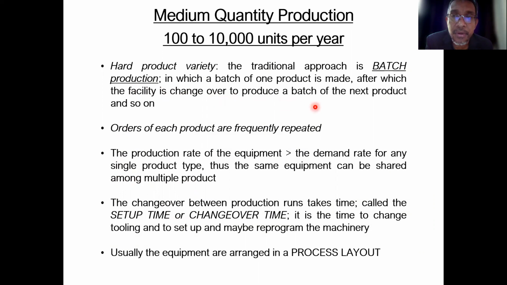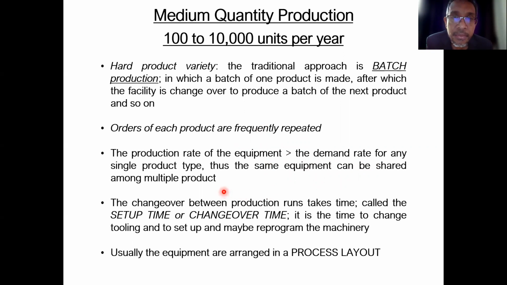The traditional approach is batch production. So they focus on batch production, in which a batch of one product is made, after which the facilities are changed over to produce a batch of the next product and so on. So the orders of each product are frequently repeated. So the production rate of the equipment is bigger than the demand rate of any single product type. The same equipment can be shared among multiple products.